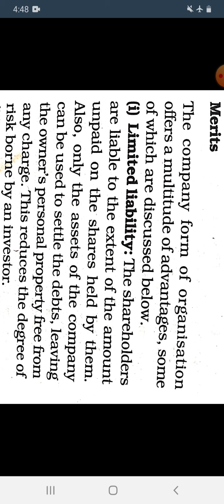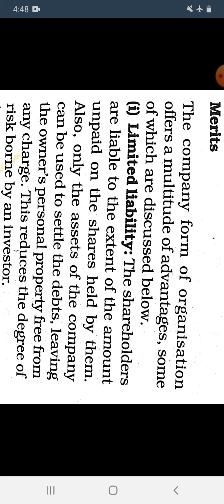A company form of organization. There are different forms of organization in which joint stock company is also one form of business organization. It has multiple objectives and multiple advantages, and some of the advantages are: the first one is limited liability.